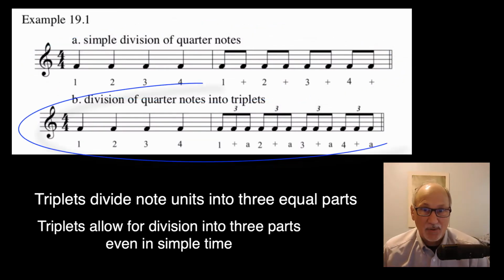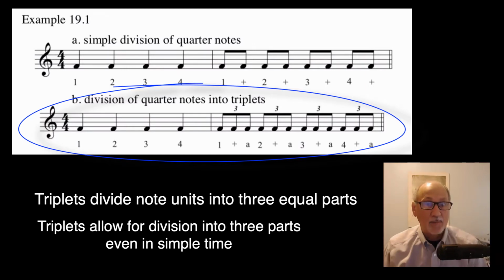But the bottom example shows the same quarter notes divided into eighth note triplets. And that sounds like this. 1, 2, 3, 4, 1 and 2 and 3 and 4 and. As you can see, it's very much like compound time, but we're able to import that concept of dividing the beat into three parts, even into simple time, as long as we notate it correctly.